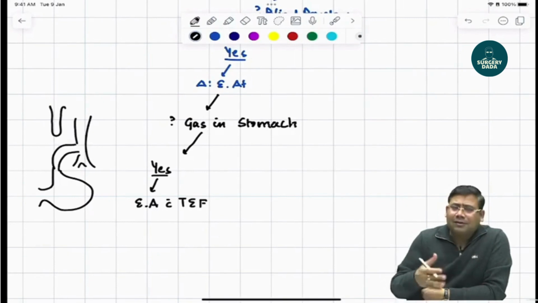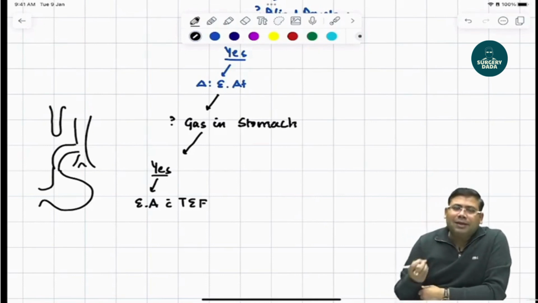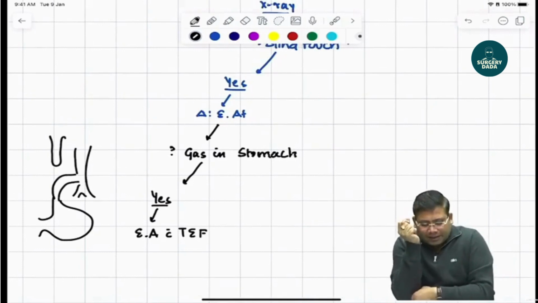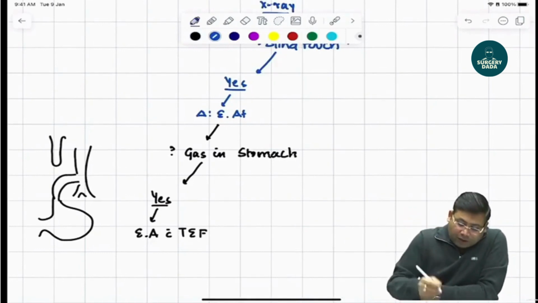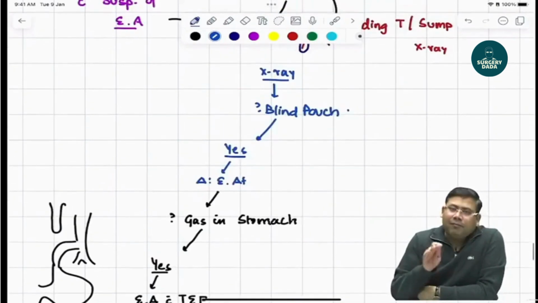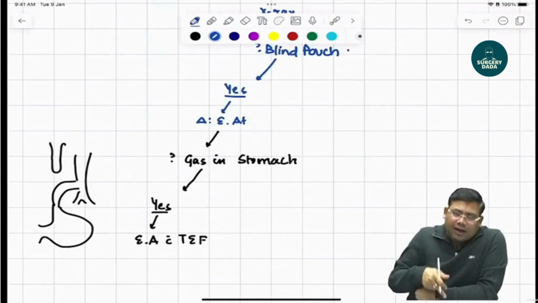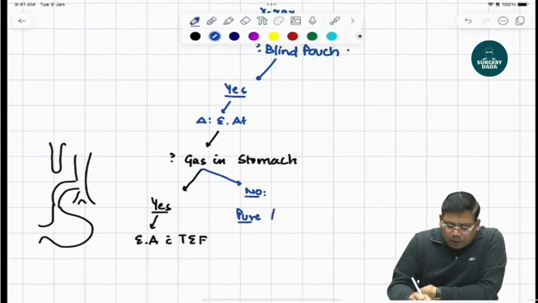Students, X-ray has its own limitation, so you cannot detect each and everything, but at least it is fairly sensitive. So gas in the stomach, if it is yes, then it's an esophageal atresia with a TEF. Now try to understand. If you had a blind pouch, you said it's an atresia. Blind pouch with gas, it's what type? It's an atresia with TEF. No gas in the stomach, so let us consider it to be a pure atresia.